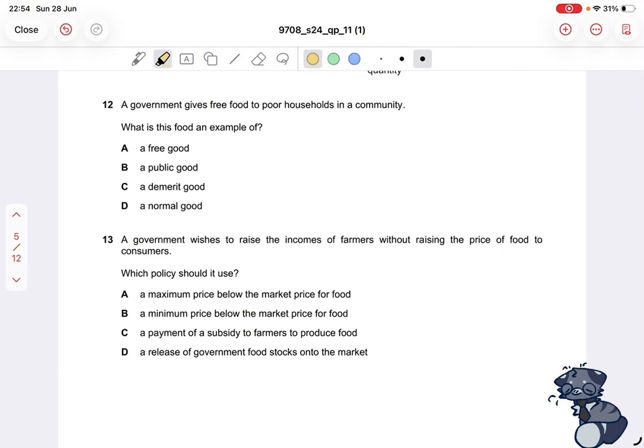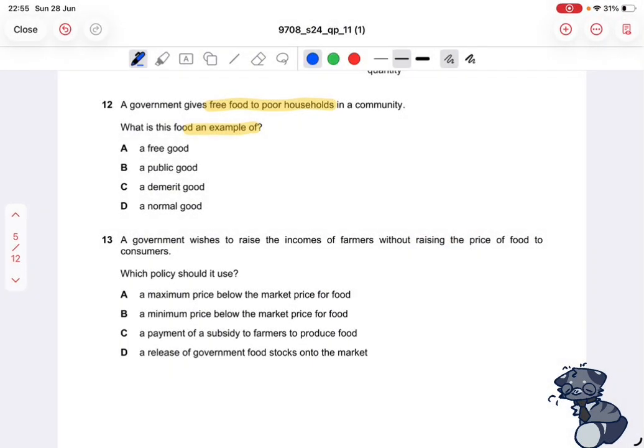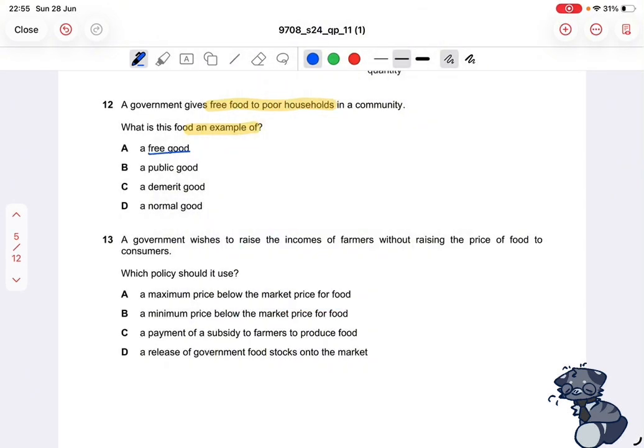Number 12 says, a government gives free food to poor households in a community. What is this food an example of? So let's just look at the options first. Now the first one says that this is an example of a free good. The government gives free food, so it's free, so therefore it must be a free good.